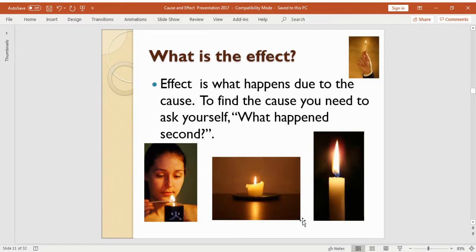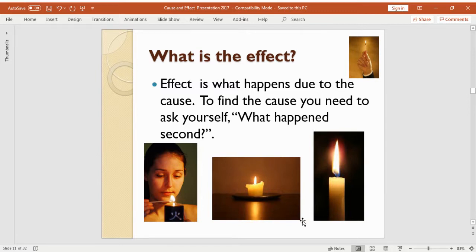Effect, we need to know just as well as we need to know what a cause is. Effect is what happens due to the cause. To find the cause, you need to ask yourself, what happened second? So we know that the cause was the striking of the match. What is the effect? Is it 1? Is it 2? Is it 3?